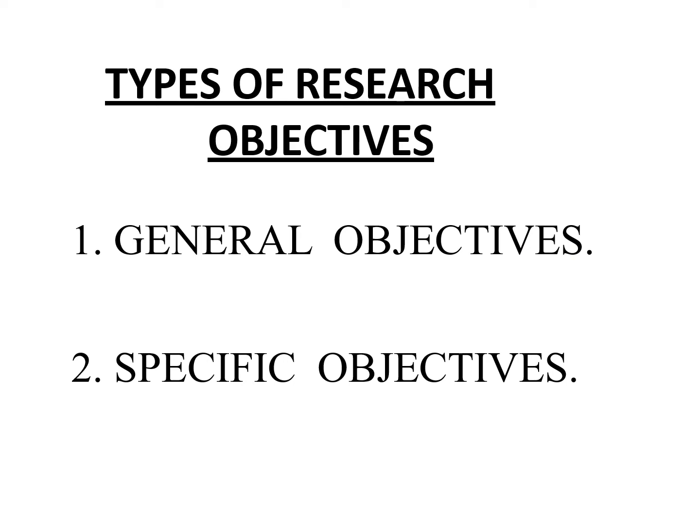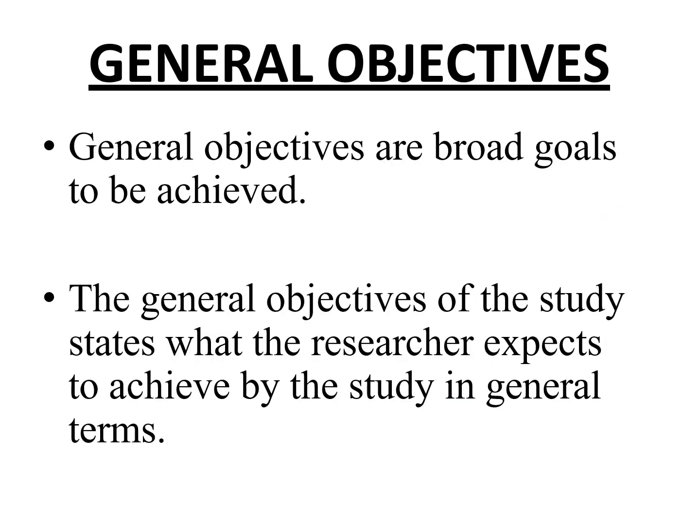And next we have types of research objectives. In that we have two types. The first one we call a general objective, the second one a specific objective. So what is a general objective? By the name, general means a broad goal or general goal that the researcher wants to achieve at the end of the study. So the objectives will be formulated in general terms.